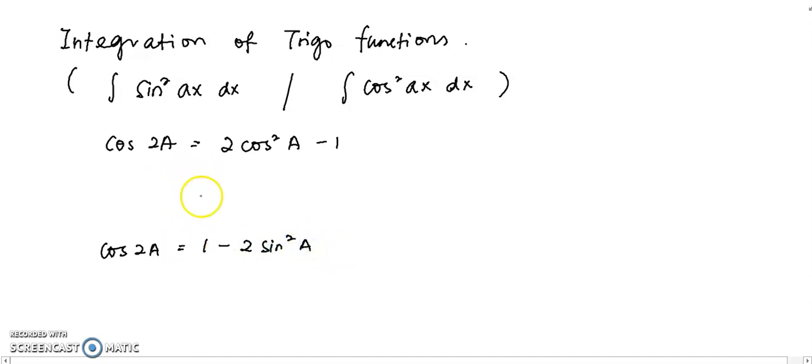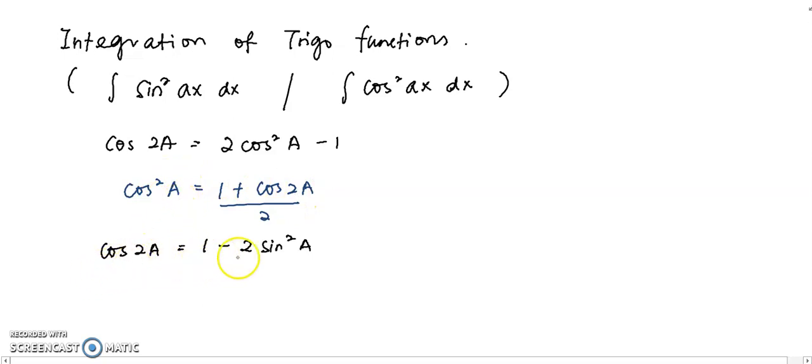Alright, so from these two formulas, I'm going to rewrite this first formula so that cos square a becomes the subject. So I change the color. Cos square a, I put it at the left hand side, and everything I move to the right hand side. I have 1 plus cos 2a divided by 2, meaning that anything in the cos square, we can write it in the form of 1 plus cos 2a over 2. And bear in mind that this is your angle 2a, which is 2 times this angle.